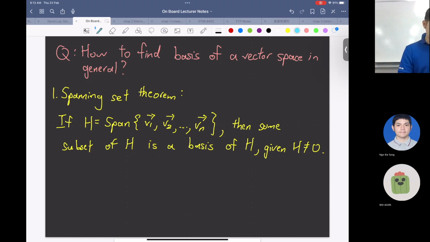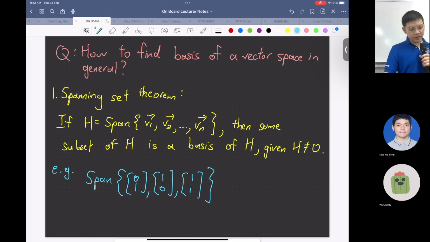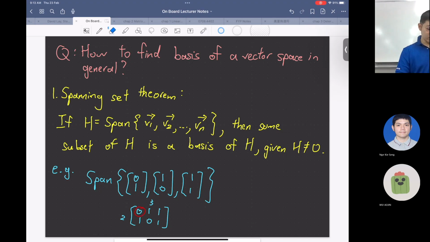So one example you should keep in mind is, for example, we have a span of (0,1), (1,1), (0,1), (1,1). There are various ways to see why you have extra linearly dependent vectors here, right? If you consider the matrix formed by these columns, you'll see that it is a 2 by 3 matrix. The most pivot columns you can get is 2. So you must have at least one.